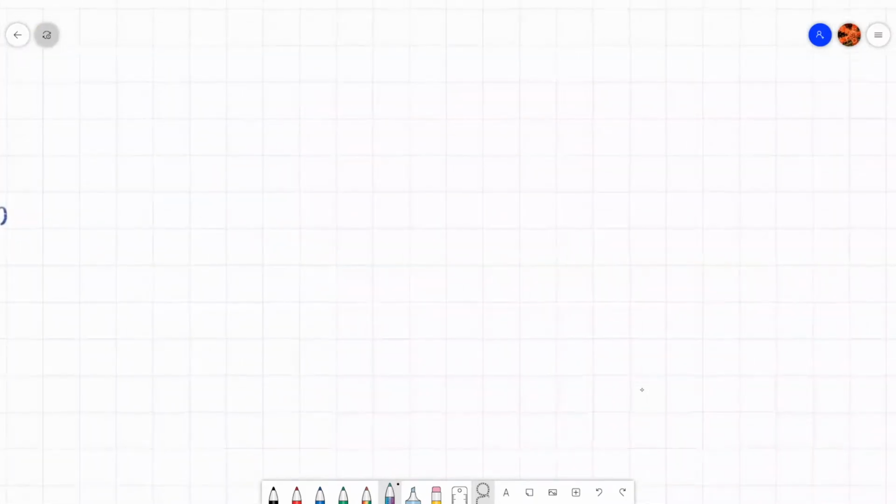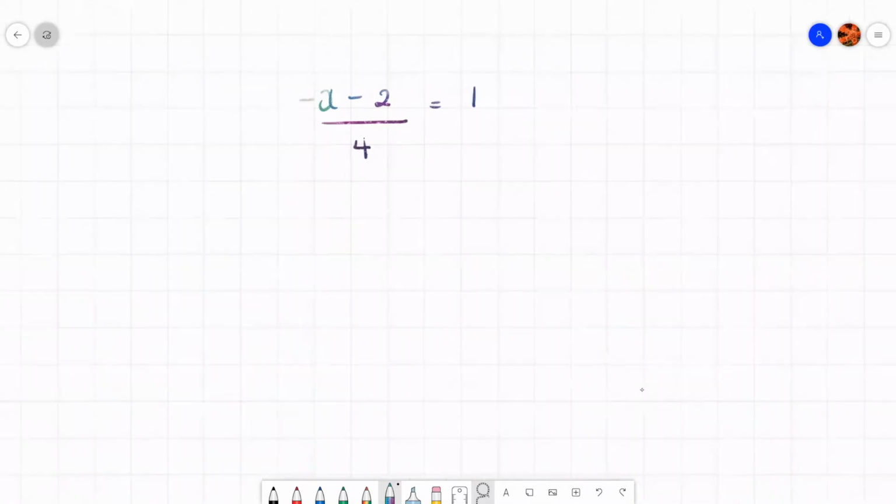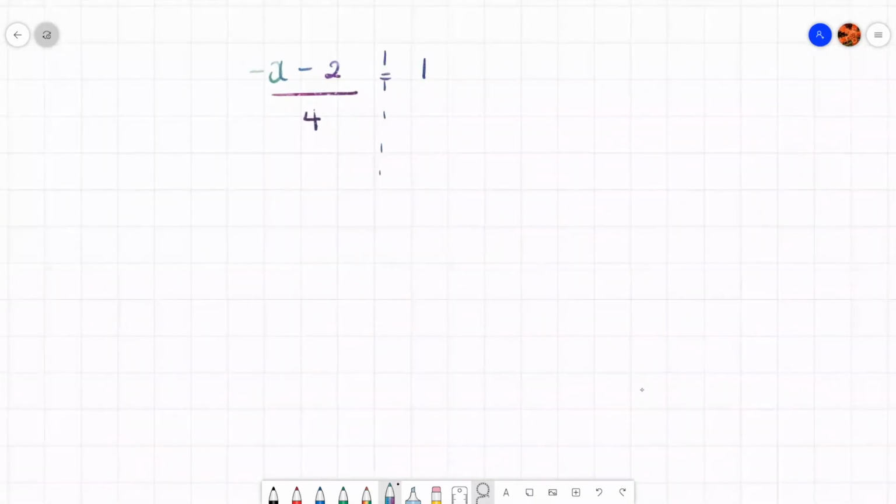Let's have a look at another example then. What if we have something like this? Minus x minus 2 over 4 equals 1. Okay, draw a line down the middle. A little bit tricky this time. I've got no option but to get rid of the divide by 4 first, so I need to times by 4. 1 times 4 is 4. Well, divide by 4 and times by 4 cancel, so I'm just left with minus x minus 2.